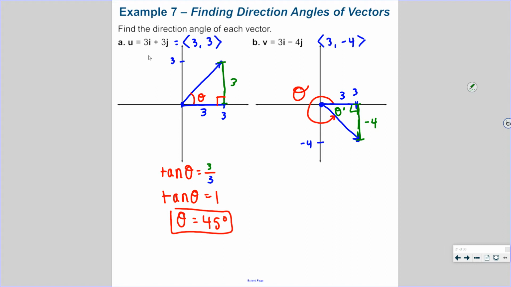Could I still use tangent for this one? Yeah, the tangent of theta prime is opposite over adjacent. Okay, now this is one that's not on our unit circle. So how do we do it?